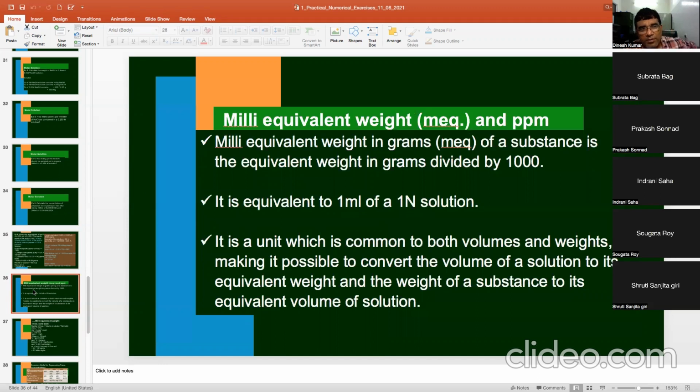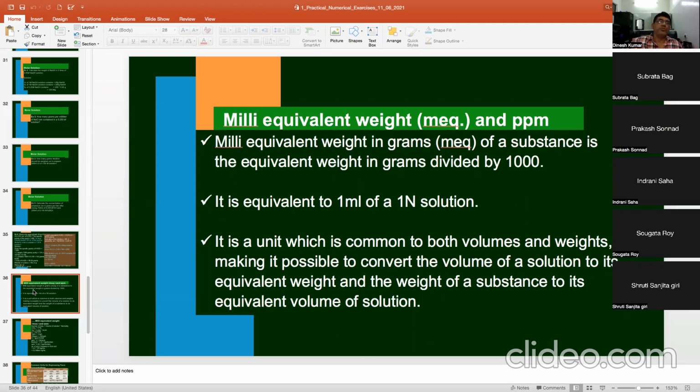Next is milliequivalent, as I was discussing about the importance of milliequivalent. So milliequivalent weight in gram, MEQ. Sometimes it is written as MEQ and sometimes as M.E, milliequivalent. And now in American fashion, it is just written as ME. So milliequivalent weight in gram of a substance is the equivalent weight in gram divided by 1000. That is milliequivalent. It is equivalent to 1 ml of 1 normal solution.